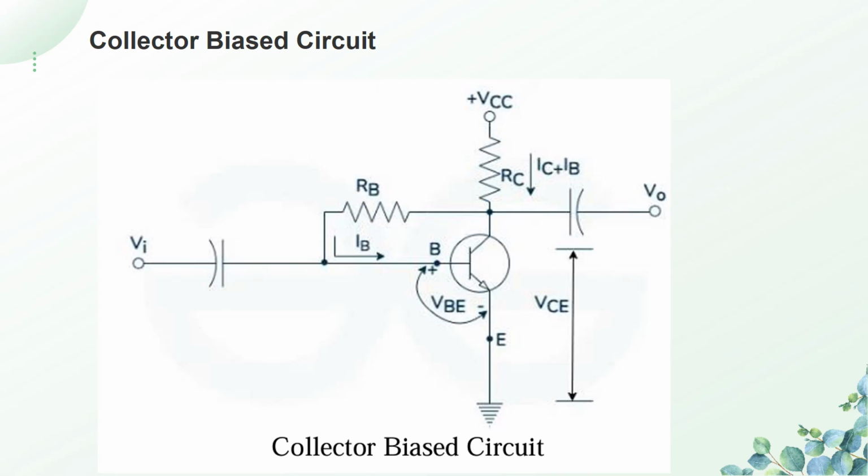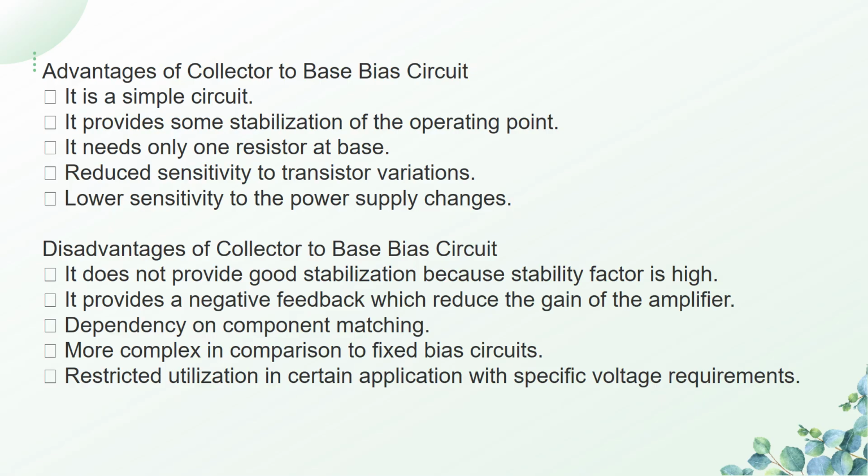Now let us look into the advantages and disadvantages of the collector to base bias circuit. The advantages are that this circuit is simple. It provides some stabilization of the operating point, and it needs only one resistor at the base so the number of components is lesser. It has reduced sensitivity to transistor variations, and less sensitivity to power supply changes. The disadvantages of this circuit are that it does not provide good stabilization because its stability factor is high.